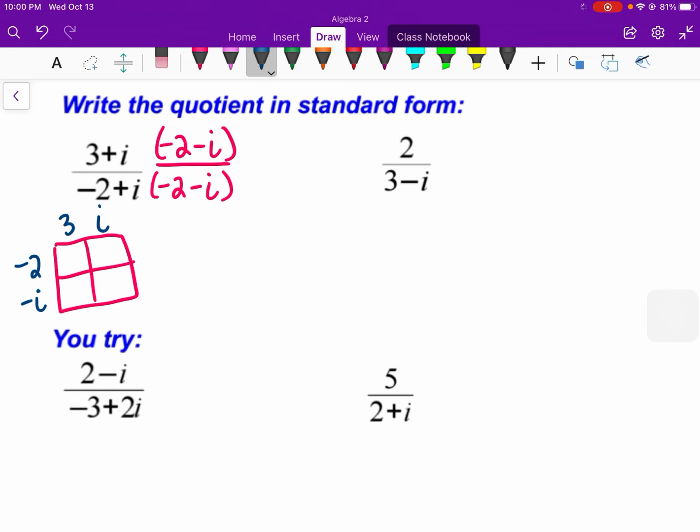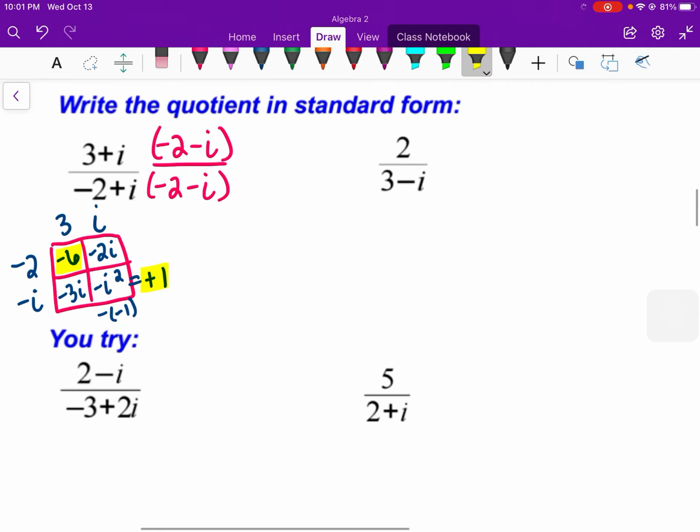You'd get 3 times negative 2 is negative 6. Negative 2 times i would be negative 2i. 3 times negative i would be negative 3i. Negative i squared. And then remember, i squared equals negative 1. So you have negative, negative 1. Essentially, this is going to be a positive 1 here. Then combine like terms, real parts first. So negative 6 plus 1 would be negative 5 on top. And then you have the imaginary parts, add those together. Negative 2i plus negative 3i would be negative 5i.